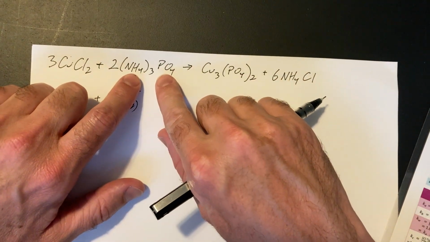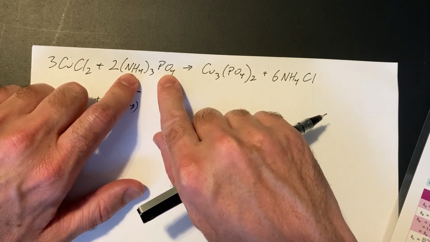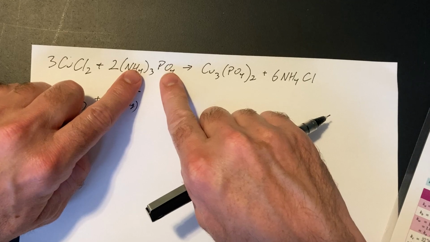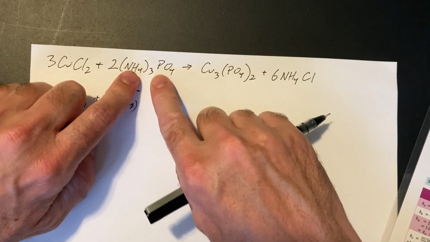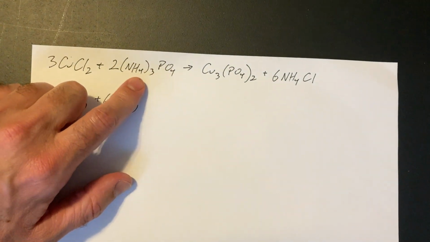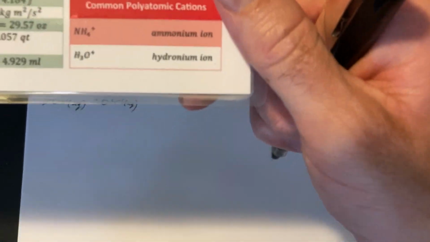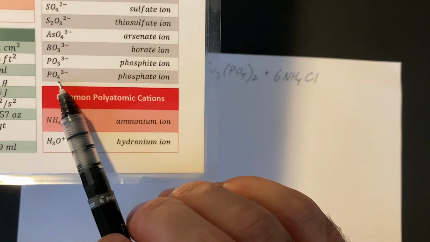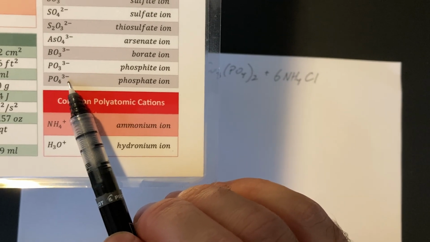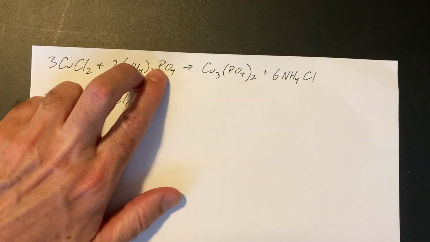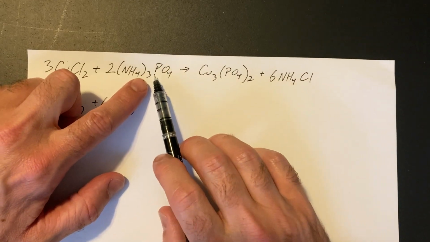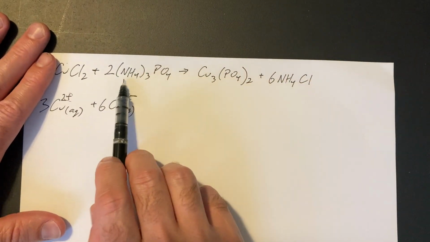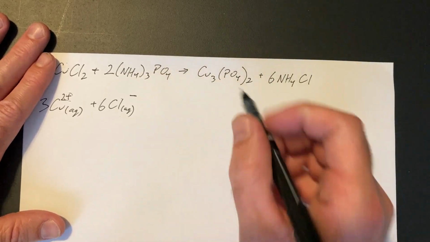However, the NH4 and the PO4 as separate units, they are just attracted to each other because of their opposite charges. If I look at my list of polyatomic ions, I see NH4 has a positive charge and PO4 has a negative charge. So they have opposite charges, so they're attracted together. However, that's not enough to keep them together when they get in water, and they'll get pulled apart. So we're treating this as a unit, and this is a unit.